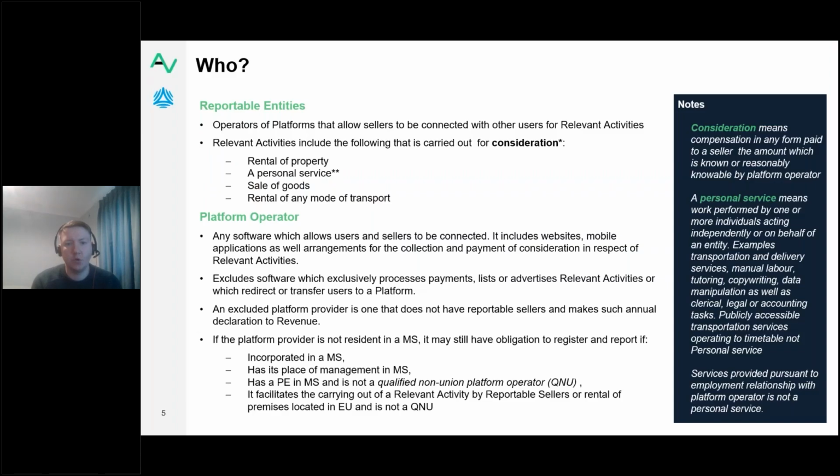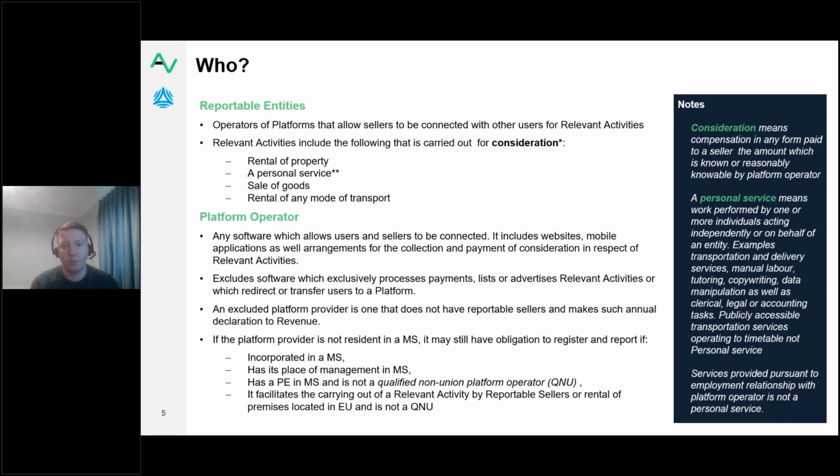So what we'll look at first is who does DAC7 apply to. A reportable entity under DAC7 is defined as any operator of a platform who allows the seller to be connected with other users for relevant activities. And relevant activities are defined as any of the following which is carried out for consideration: either the rental of a property, be it an Airbnb or a hotel, a personal service, which we'll go into in more detail later, the sale of goods, and then the rental of any mode of transport. A platform operator is any software which allows users and sellers to be connected.